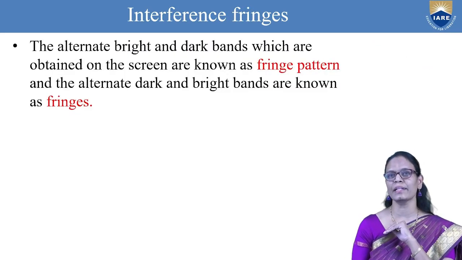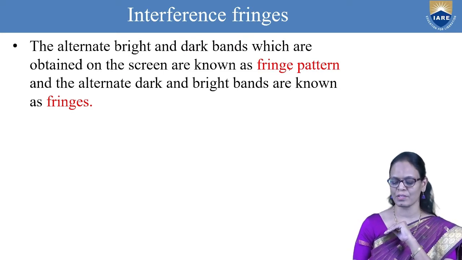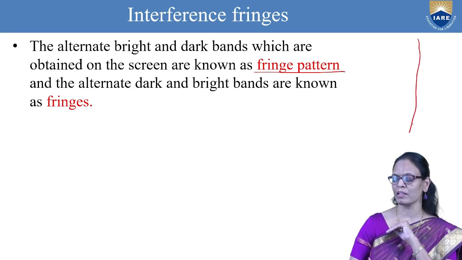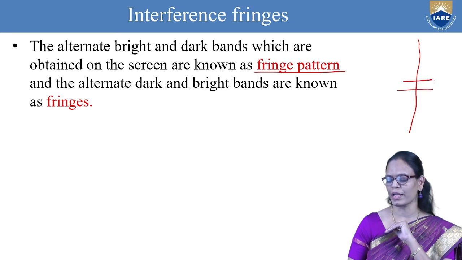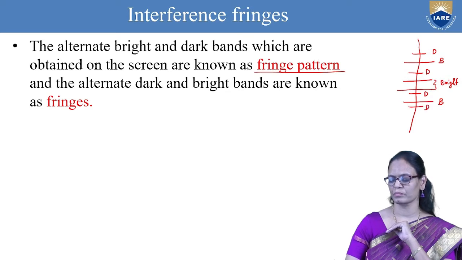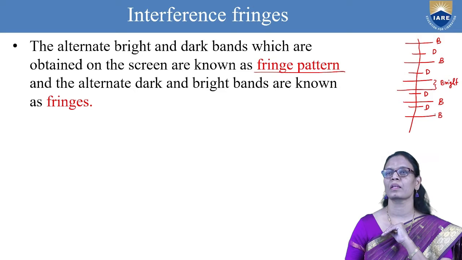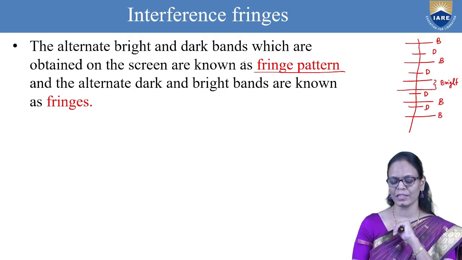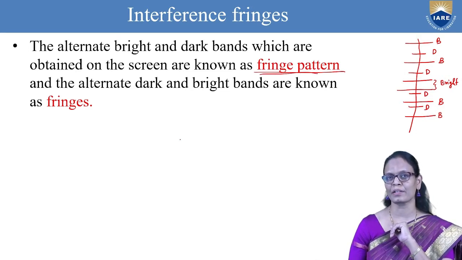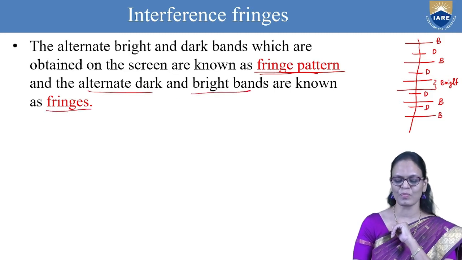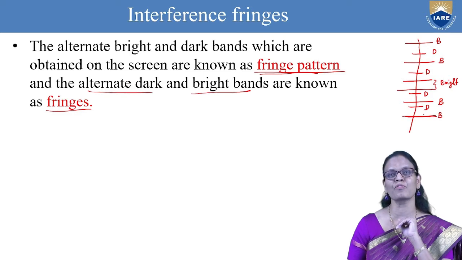Now the alternate bright and dark bands which are obtained on the screen are known as the fringe pattern. So we have a screen. On the screen, the central one is a bright band, which we call the central bright fringe. After that, above, we have a dark fringe, below also a dark fringe, and then a bright fringe, again a dark fringe, again a bright fringe. These fringes which are formed we call the fringe pattern, and these alternate dark and bright bands we call fringes. Fringes are nothing but these bands that are formed on the screen due to constructive or destructive interference.